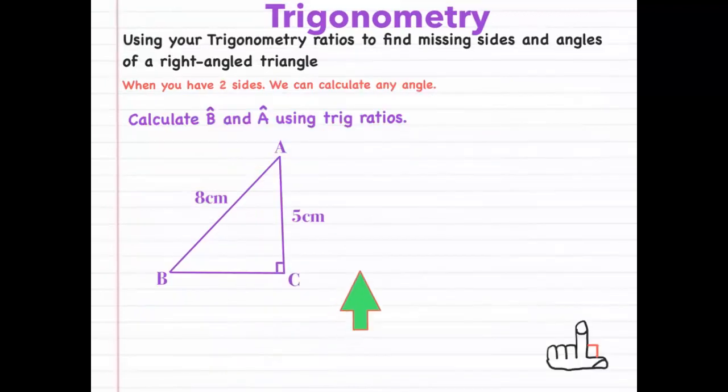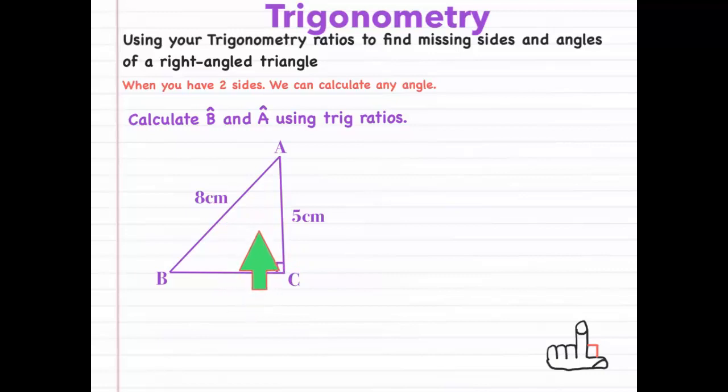Now in this example, we are going to use our trigonometric ratios to find the missing angles in this right angle triangle. So when we have two sides, we can calculate any angle. Now here we have two sides, so we can calculate any one of these two angles. And once we get one of them, it's easy to get the third.